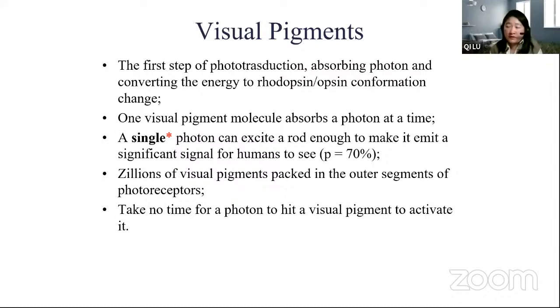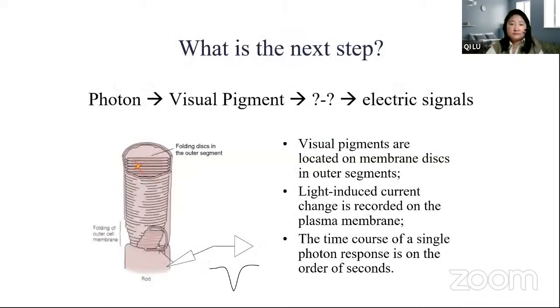So from this we can know that the rod photoreceptors are really sensitive due to this G-protein signal pathway. Zillions of visual pigments are packed into the outer segment of the photoreceptor, so it's almost like it takes no time for a photon to hit the visual pigment and activate it. Then what's the next step? How is this capture of a photon converted into an electrical signal?